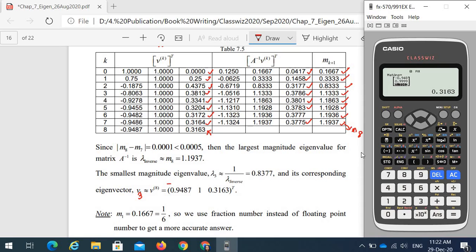Then 1 is 0.1667. Why do I get 1, but just now why I get this one is not 1? Because this one you get 1 over, you press 1 over 6, then this value will get 1. Let me show it back. Okay, so I repeat.